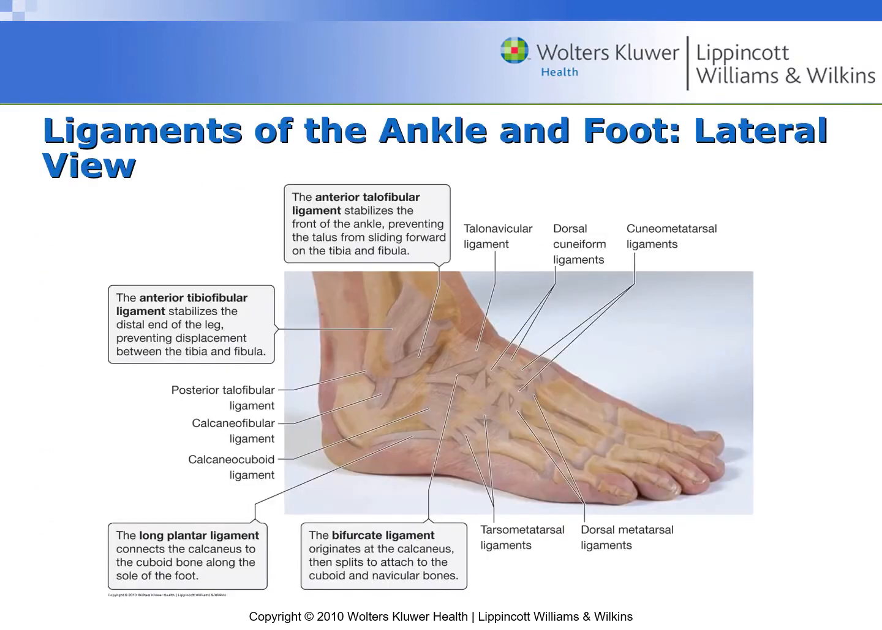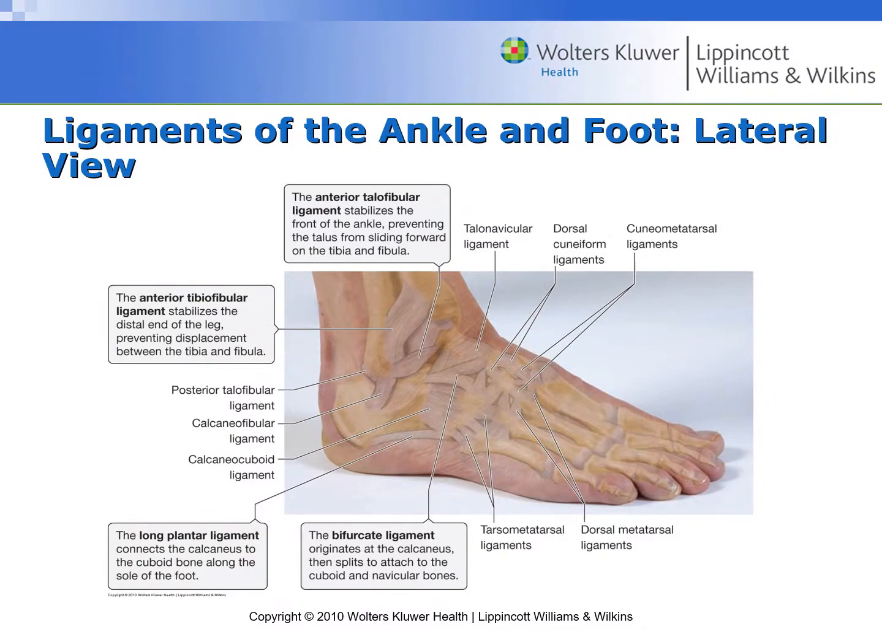Now let's take a look at the ligaments of the ankle and foot from a lateral view. From the left most superiorly, we see the anterior talofibular ligament, which stabilizes the front of the ankle, preventing the talus from sliding forward on the tibia and fibula. The anterior tibiofibular ligament stabilizes the distal end of the leg, preventing displacement between the tibia and fibula.